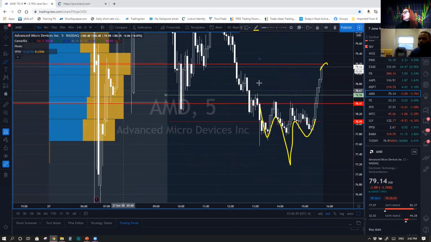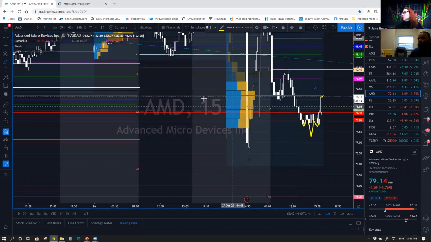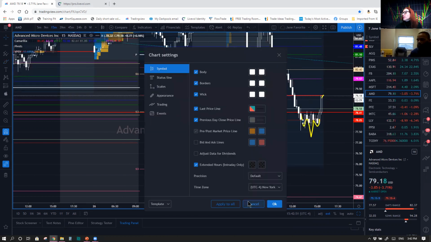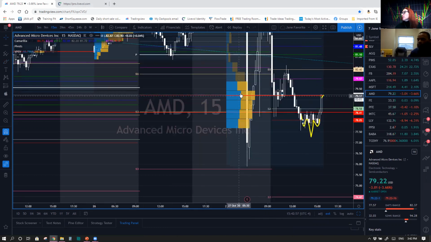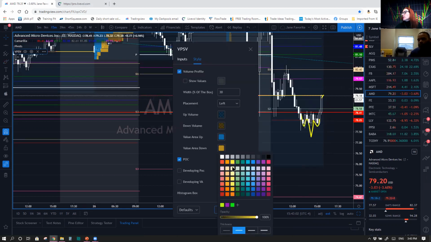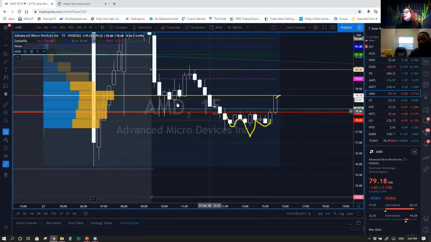The volume session, when I look at it on a 15-minute chart, it's hitting these. Oh, it's right here. It's red. Let me change it in settings. I like it as a yellow line. That's why I wasn't seeing it. So this is our point of control. This is where the most volume has been traded for the day. Right here, it's 79.20. So it might reject off of there. If it rejects off of there, there's a good chance that it will head down lower into the close.